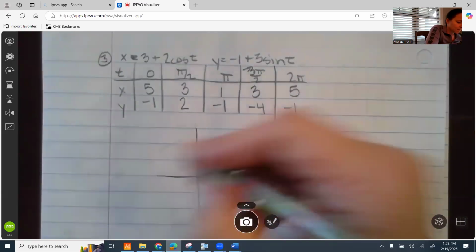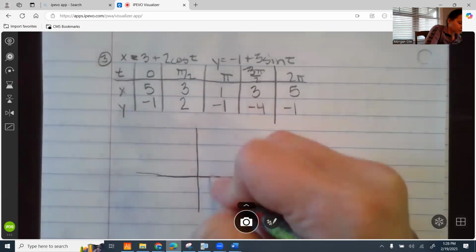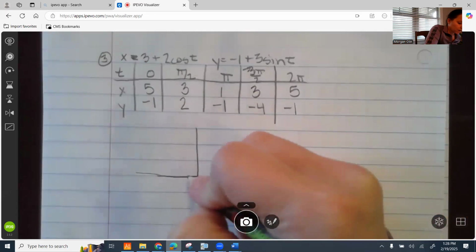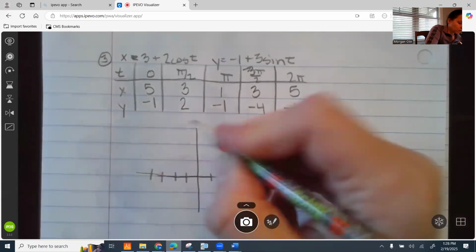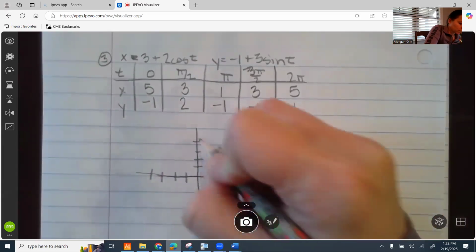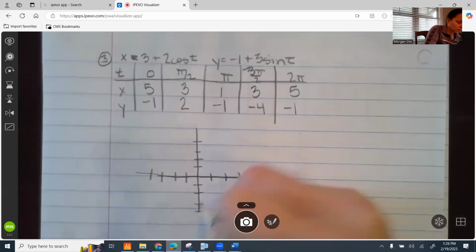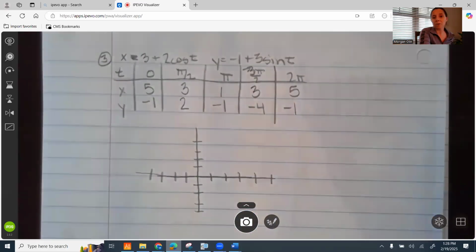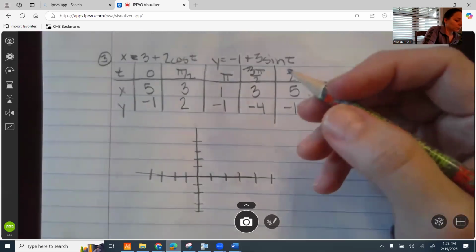All right, I see the max on the x is 5. So 1, 2, 3, 4, 5. 1, 2, 3, 4, 1, 2, 3, 4. That might be all we need. Okay, so here we go. And again, if you're using graph paper, it's a little bit easier and it actually looks better than what I'm doing on notebook paper.